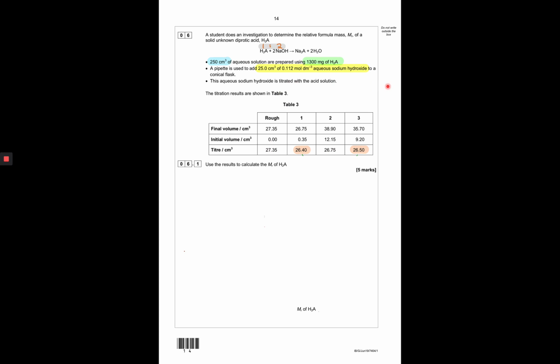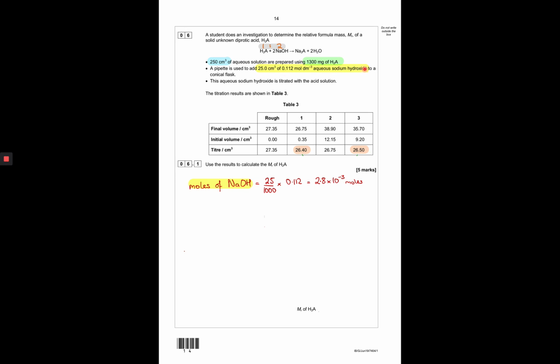So they're asking us to work out the Mr of H2A. So there's H2A, and they're asking us to work out the Mr. Now, if we're going to work out the Mr, we're going to have to work out concentration, etc.